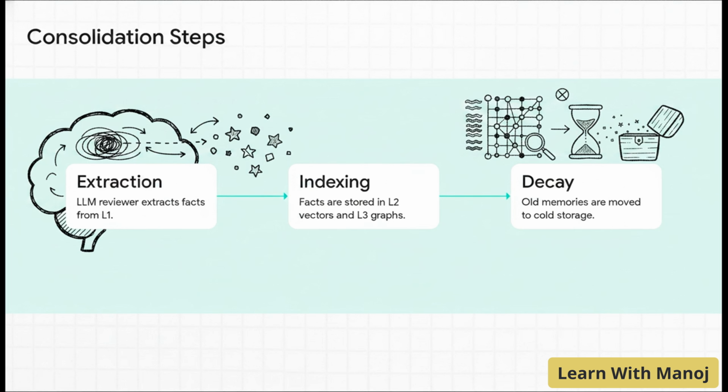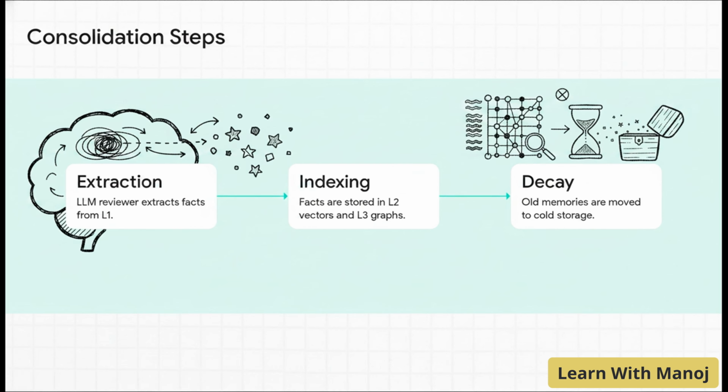I want to walk through this very deliberately, step by step. Step 1 is extraction. A separate LLM acting as a reviewer looks over the L1 workspace and extracts the vital facts. Step 2 is indexing. Those extracted facts are carefully routed. Experiences go into the L2 vectors, and hard facts go into the L3 graph nodes.